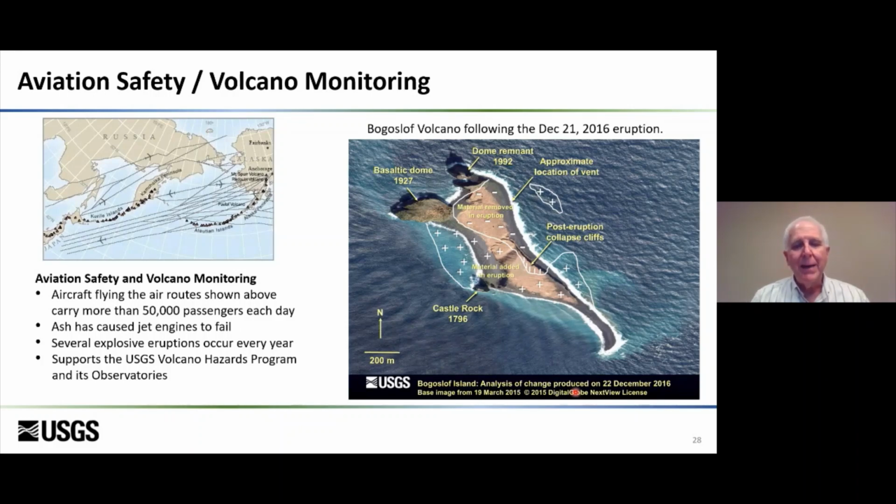The image map on the right is one that my office created. The base image is again an image from Maxar that we updated after the volcanic eruption. This is Bogoslof volcano, which erupted in December of 2016, and we provided this update to our USGS colleagues that operate the volcano, the Alaska Volcano Observatory, and they posted it on their public website.